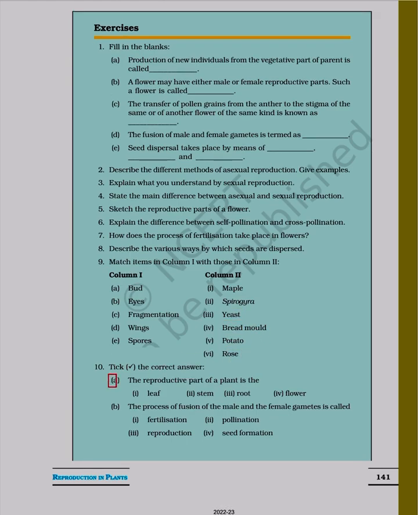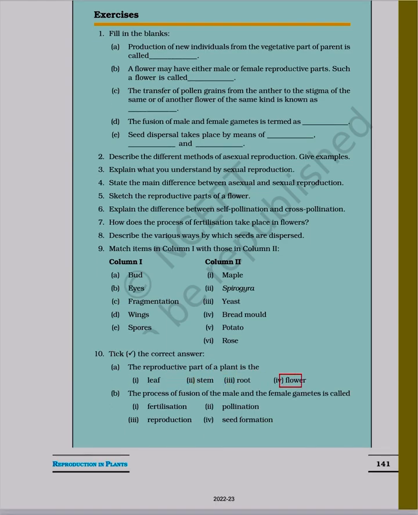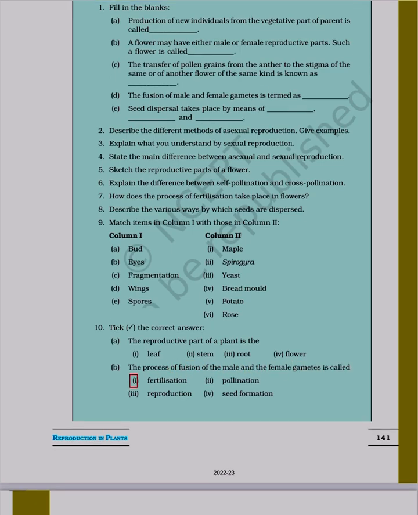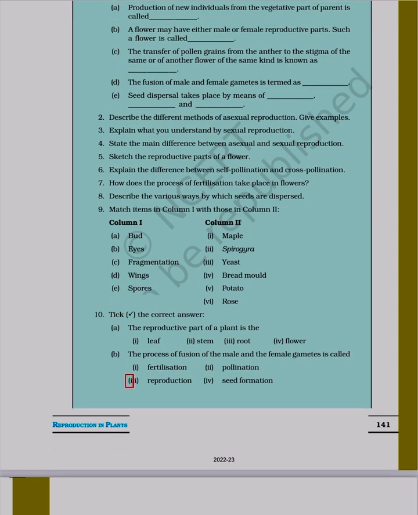10. Tick the correct answer. A. The reproductive part of a plant is the 1. leaf 2. stem 3. root 4. flower. B. The process of fusion of the male and the female gametes is called 1. fertilization 2. pollination 3. reproduction 4. seed formation.